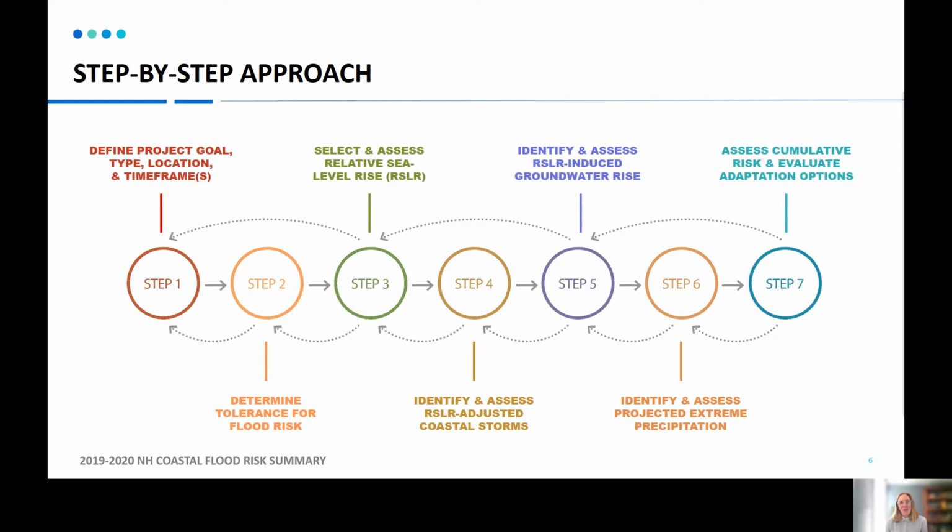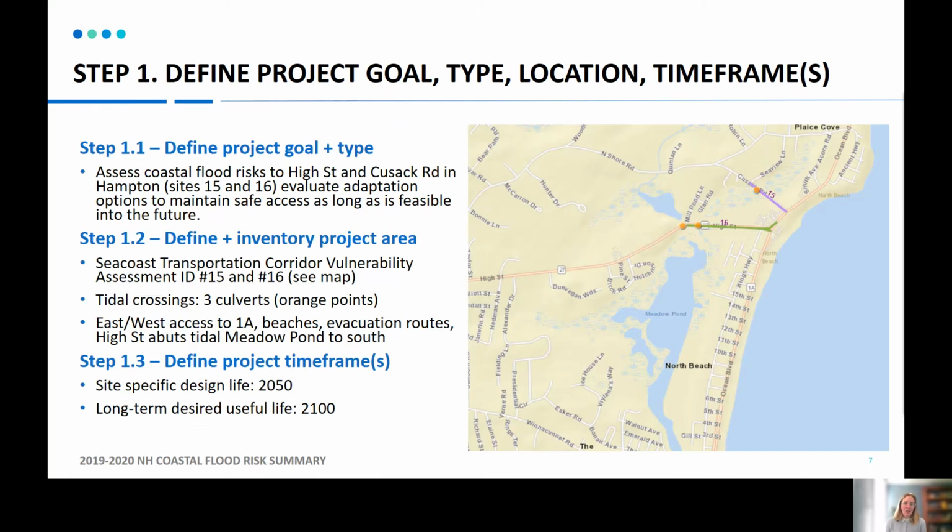So the steps can be approached in an iterative way. You can see that with the backwards arrows on this figure. You can go back essentially and reevaluate earlier steps as you go. I'll use the Seacoast Transportation Corridor Vulnerability Assessment Site 15 at Cusack Road and then Site 16 at High Street, both in Hampton, from the project that Dave described to walk us through the 7 steps really quickly.